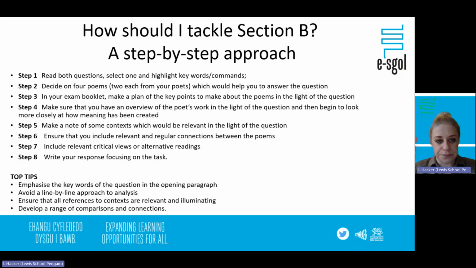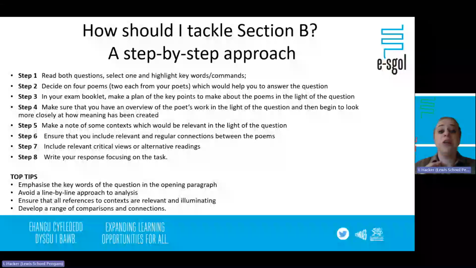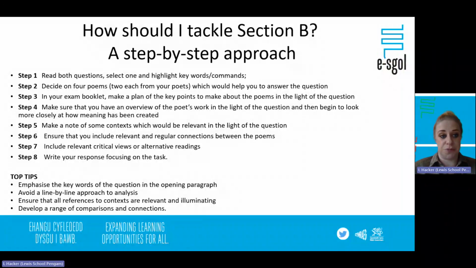Step 2 then is you need to decide on 4 poems. Okay, that's how many you need. 4, 2 from each poet that you're going to use to answer this response. Okay, so that's very important. You need 4, 2 from each.